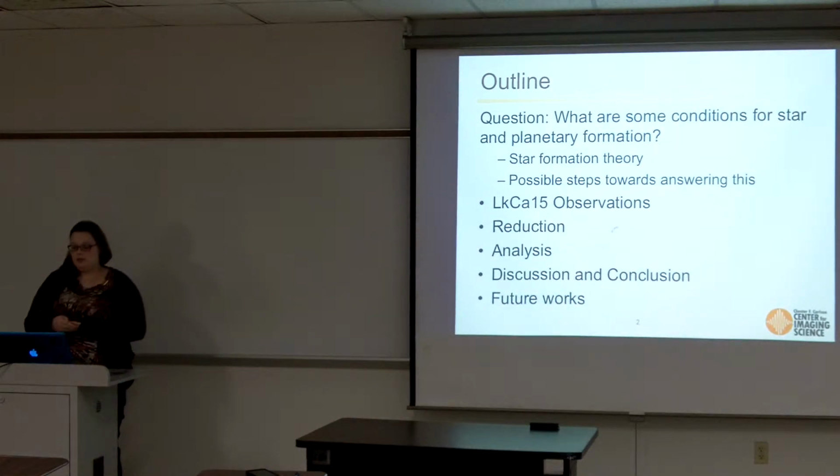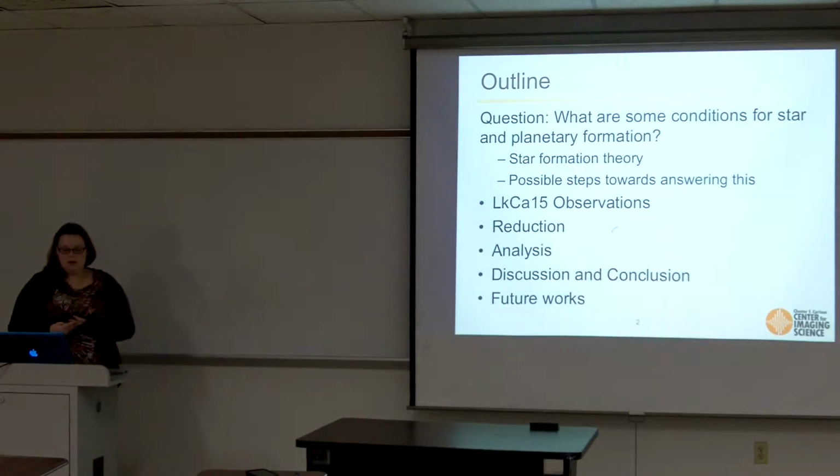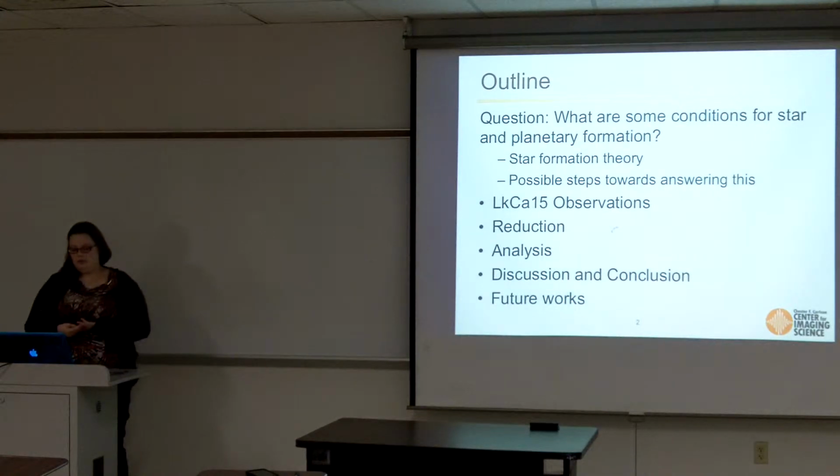Basically, my question is, what are some conditions for star and planetary formation? I'll go into what some of the literature says is the current star and planetary formation theory, some possible steps towards answering this. I'll go through the observations of the star, the reduction that was done, the analysis, and then I'll discuss and talk about future work.